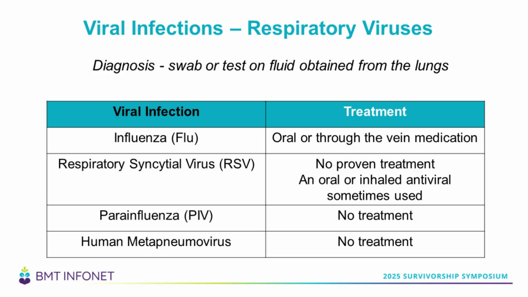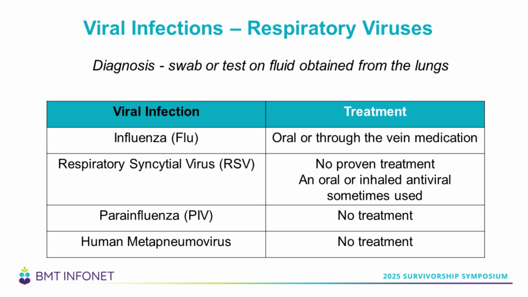And the swab is sent for what's called a PCR test. Or you might have a procedure where they actually sample fluid from the lungs, and that fluid is also sent for a PCR test. Some of the most common viral infections that we see that impact the respiratory tract, that's the lungs, are influenza or flu, RSV, respiratory syncytial virus, parainfluenza, and human metapneumovirus.